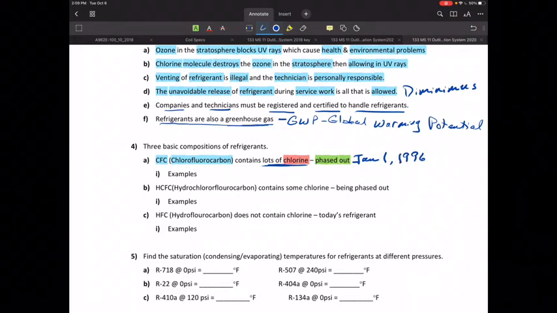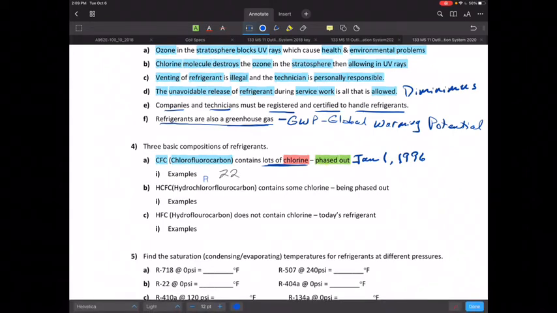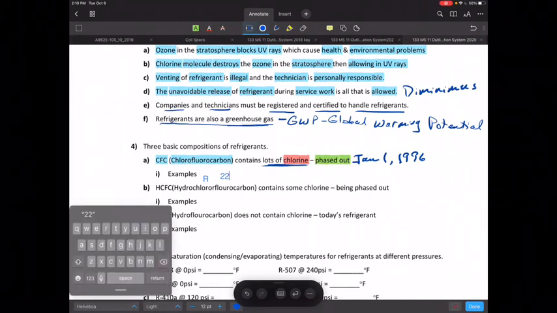So that's one of those. What are some examples of that? For example, one of them would be refrigerant 22. And so that's one of those things.